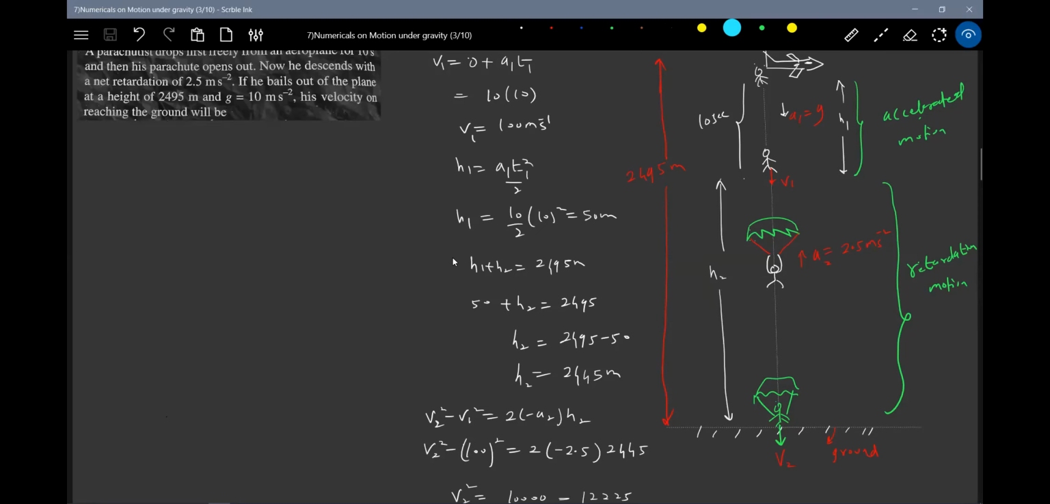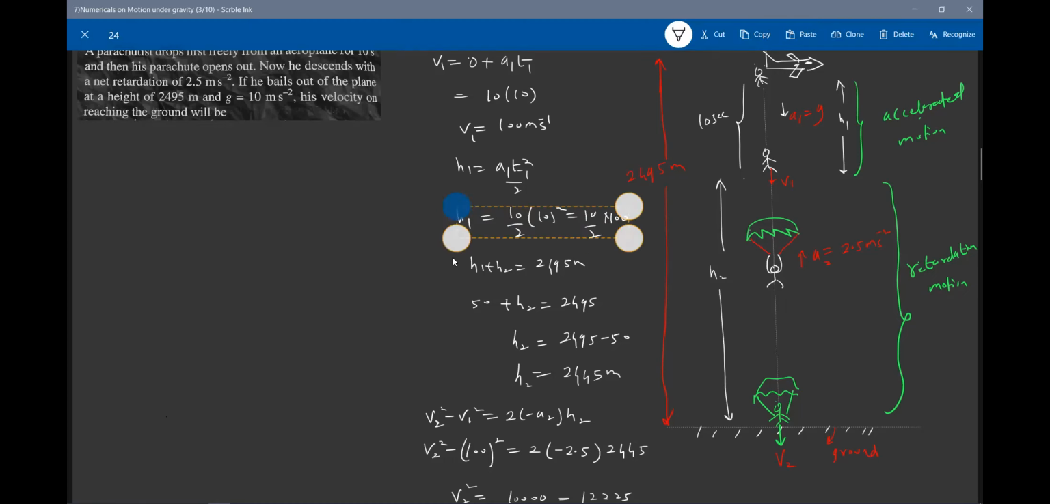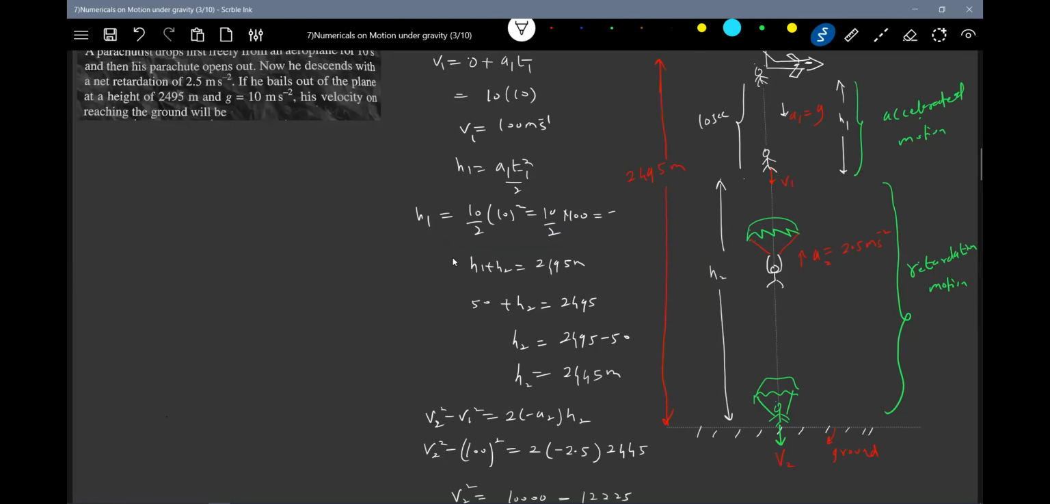Let me check the calculations once. This is a1 t1 square by 2, which is 5 into 100. Oh, yeah, I'm not that good at calculation. Somewhere I messed up here. This should be 500 meters, because a negative root should not be there. So H2 will be 2495 minus 500, which is 1995.